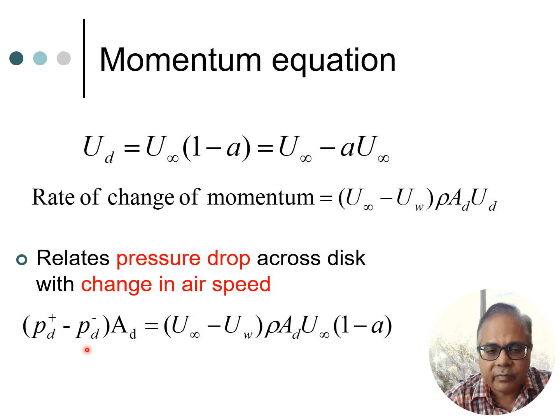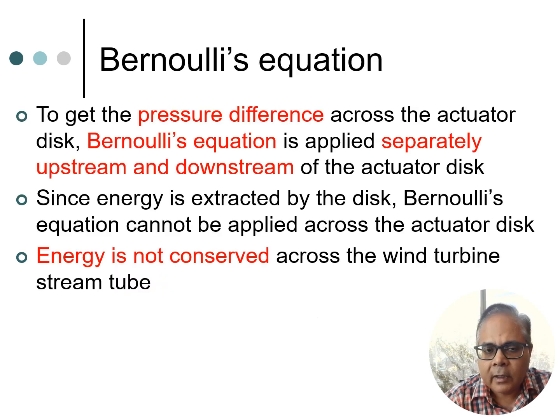So we relate the pressure drop across the disc with the change in airspeed. What I have done here is, instead of writing ud, I have written u infinity times 1 minus a. This is the equation which relates the pressures to the velocity, density, and so on. This equation is going to tell us some more things about the fluid flow through the stream tube. Before we make any further derivations, we have to find this pressure difference. To get this pressure difference across the actuator disc, we are going to use Bernoulli's equation.